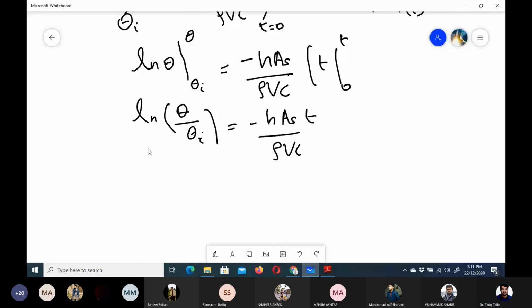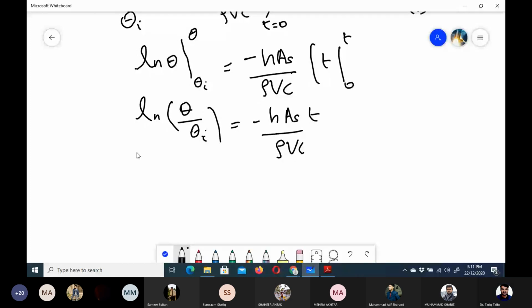So when we take the anti log, which is the exponent function, it would become theta upon theta I, which is basically equal to T minus T infinity divided by T of I minus T of infinity, equal to e raised to the power minus t upon tau.